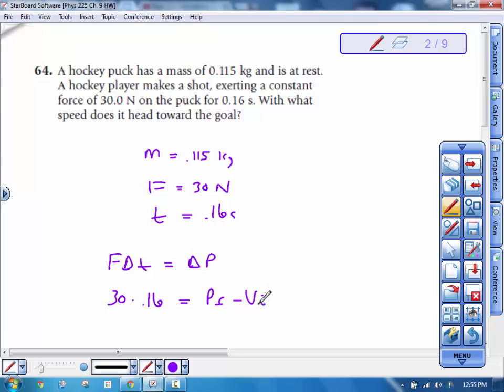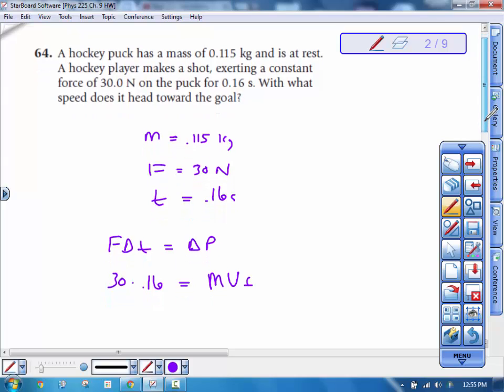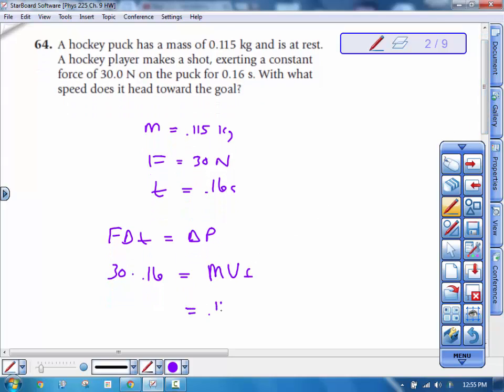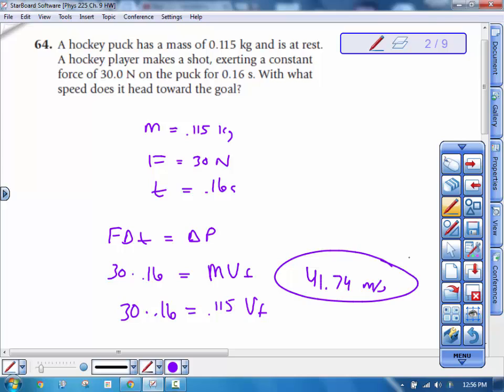Initially, the puck's at rest, so that's 0. So we have final momentum on this side of the equation, which is just mass times final velocity, which in this case is 0.115, and we can find out the final velocity. If you solve this, the final velocity is 41.74 meters per second.